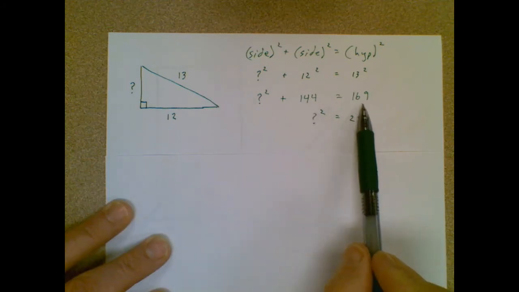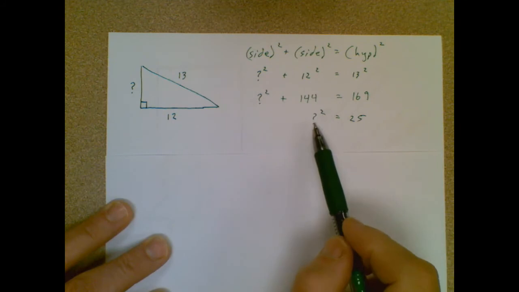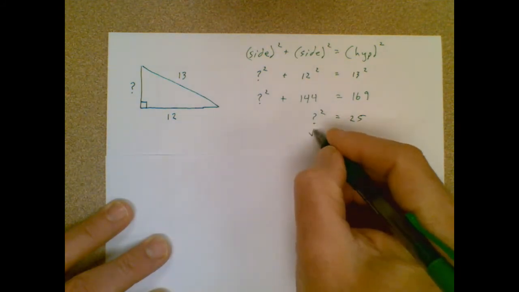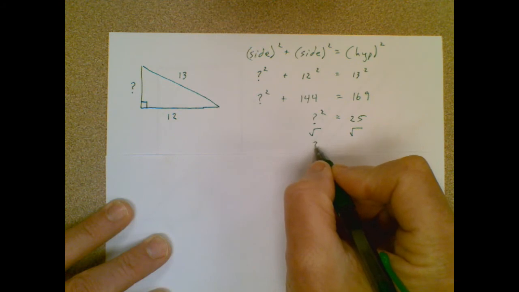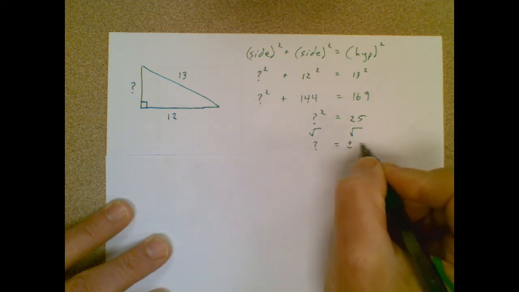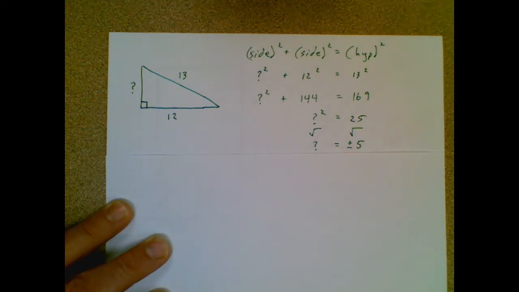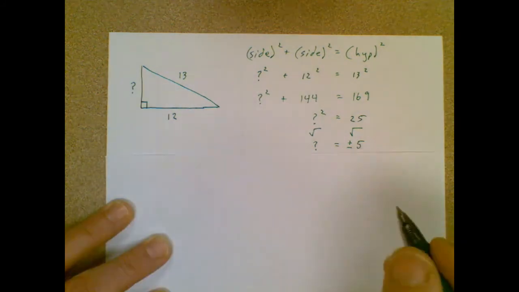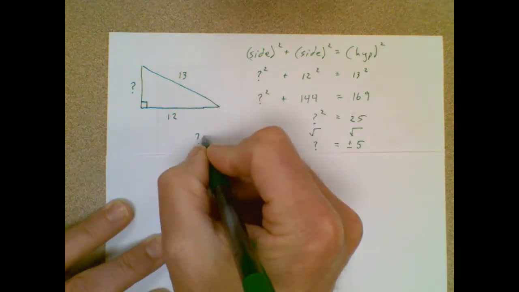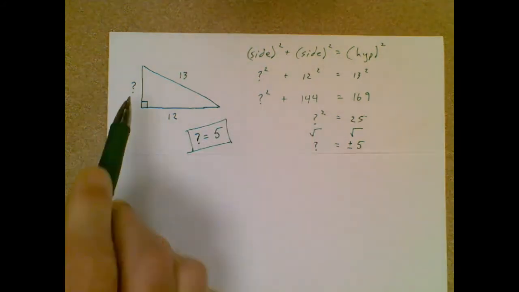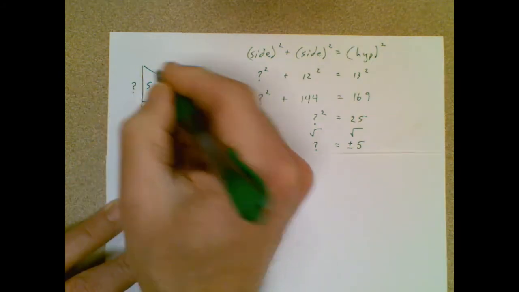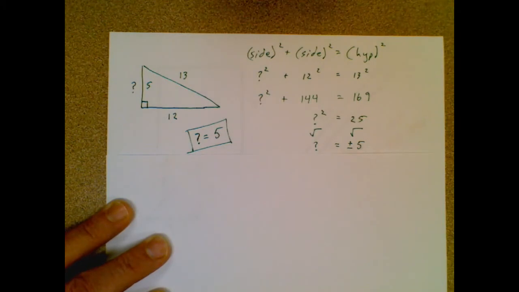I moved the 144 to the other side. It was plus 144, so I subtracted. So now I have question mark squared equals 25. And how do you kill a squared in an equation? You square root it. So what I end up with is question mark equals, and remember when you square root in an equation, you need the plus or the minus, but in this case, this is a distance, and a distance can't be negative, so my final answer is the distance is positive 5. We now know the length of that side is 5, and this triangle, by the way, as you go into geometry, will become a famous triangle called the 5, 12, 13 Pythagorean triple, but that's for next year.